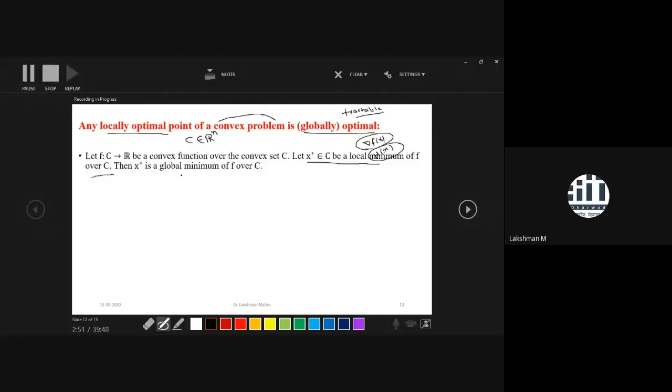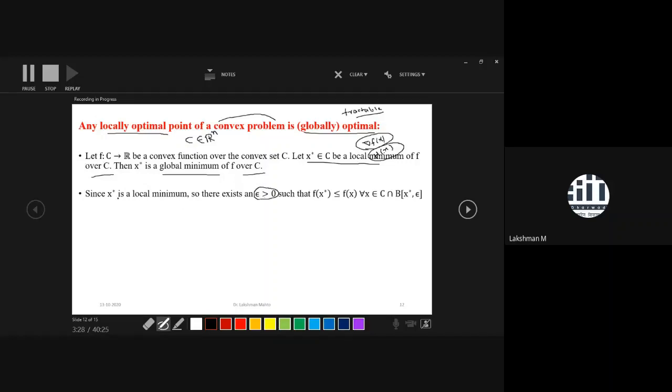Then this x star is also a global minimum of f over C. The same x star, that local minimum, is a global minimum of f over C. How? It takes just a little bit of a trick to prove it. Since x star is a local minimum point, there definitely exists a positive real number, as small as possible, epsilon greater than 0.